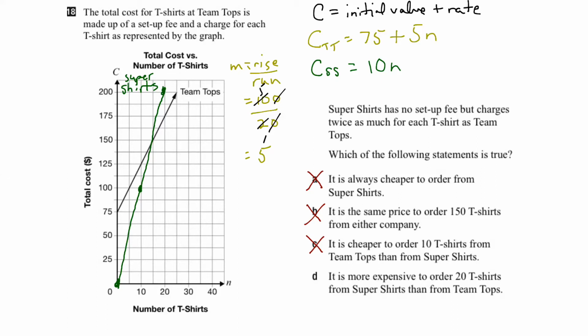Well, we've only got one option left. Let's hope it's a correct statement. It is more expensive to order 20 t-shirts from Super Shirts than from Team Tops. All right, let's go to 20 t-shirts. Go up to Team Tops. That'll be $175. From Super Shirts, it'll be $200. So yes, indeed, this statement is true. It is more expensive to order 20 t-shirts from Super Shirts than from Team Tops. And there you go.